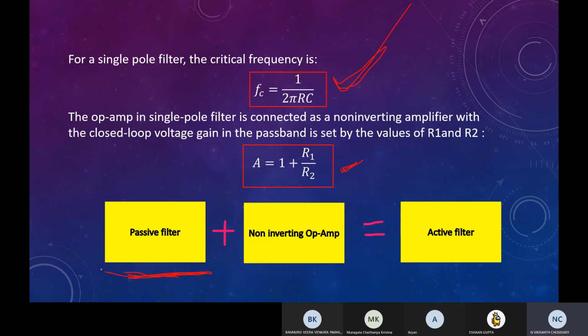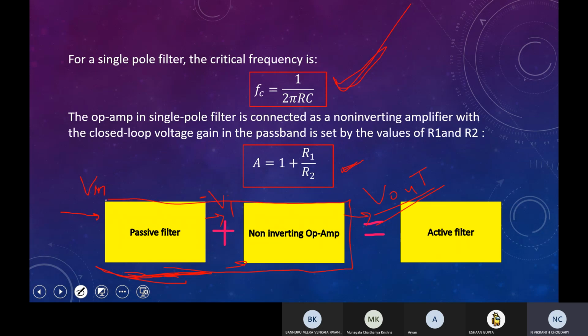An active filter is made by first building a passive circuit. The input V in is passed through this passive filter, and we get an output Vi. Vi is the input for this non-inverting op amp, and finally we get the output V out, which is the output of the active filter. So this whole passive filter plus a non-inverting op amp gives us an active filter.